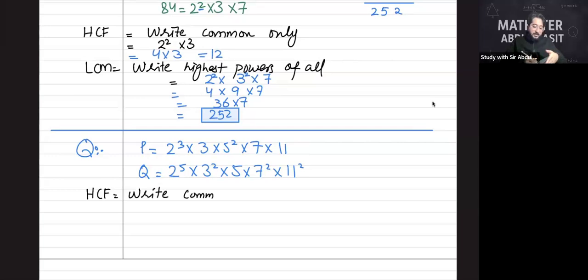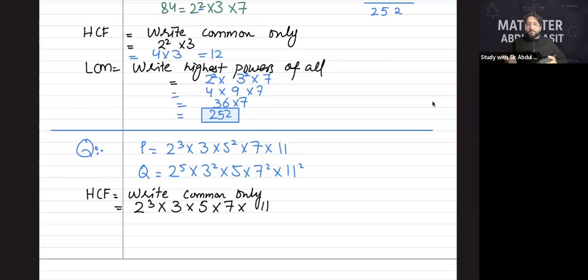You will get the idea of how to solve this question. You got the idea that 2 cube is common in both of them, because one of them has 2 power 5, which means it already has 2 cube. So I can write 2 cube common. I can take 3 common because 3 square has 3. I can take 5 common because 5 square has 5. I can take 7 common. Yes, 7 is also common. And I can write 11 common as well.